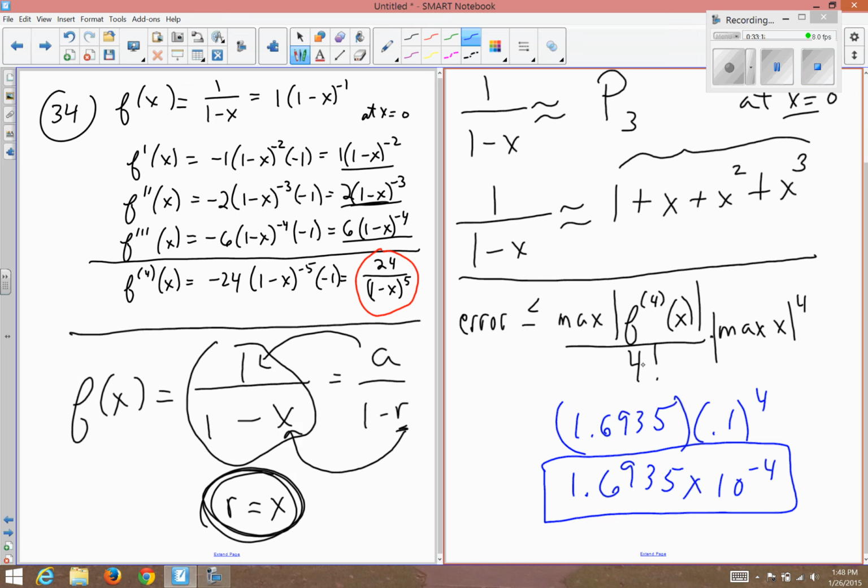So I just want to remind you that what I did to get this 1.6935, I found the fourth derivative in this red circle. I figured the biggest that could be by putting 0.1 in place of x. And whatever I got there, I divided by 4 factorial. That's how I got the 1.6935. In place of max x, I put 0.1. So that's why it's times 0.1 to the fourth.